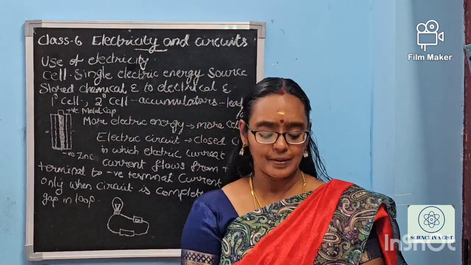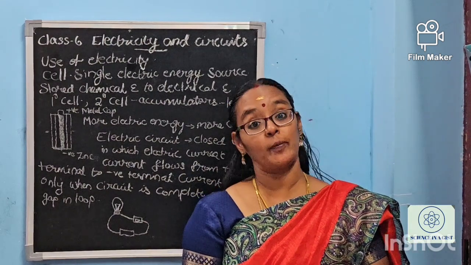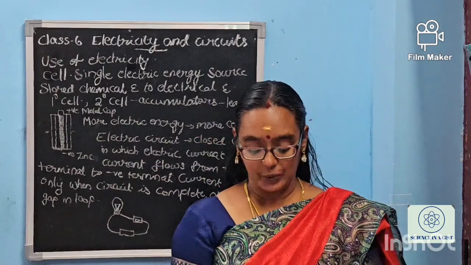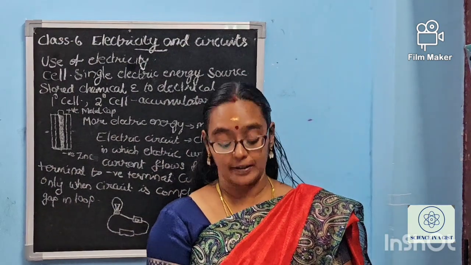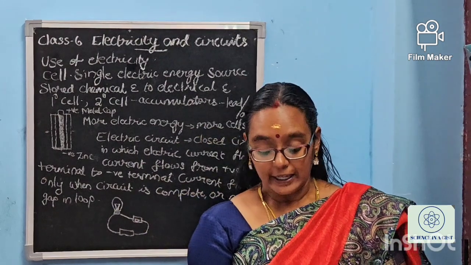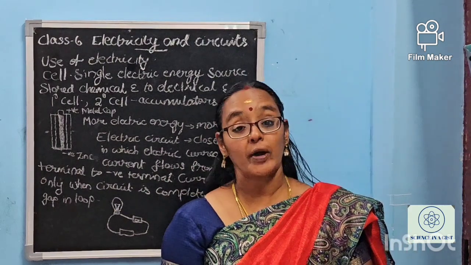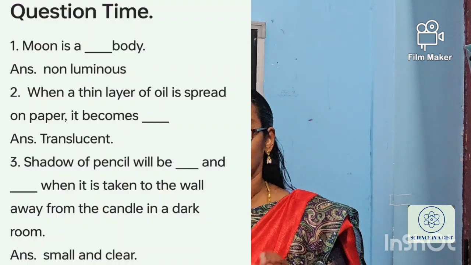The first question was, Moon is a dash body. Moon is a luminous or non-luminous body was the question, and the answer is Moon is a non-luminous body. Okay. Second one is, when a thin layer of oil is spread on the paper, it becomes dash. It becomes translucent.